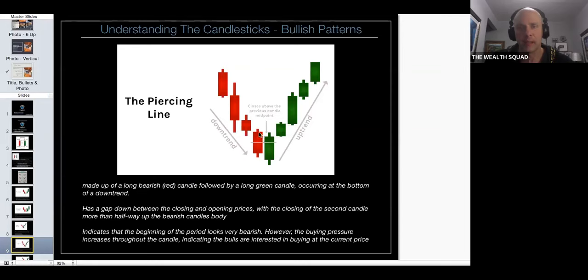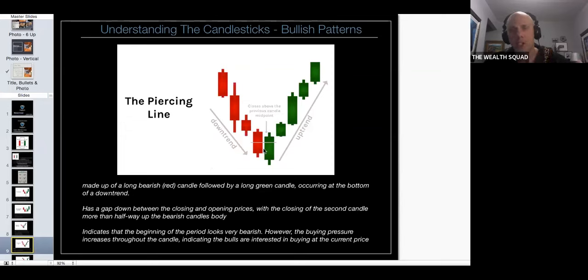You see where the opening price, the closing price, same thing. Opening price, closing price of where these gaps are. And the closing of the second candle is more than halfway up the bearish candle's body, which you see here, right? So this is the halfway point, and this is where the high of the day was, and this is where this closed. And it closes above the previous candle midpoint, right? So this indicates that it's the beginning of the period.